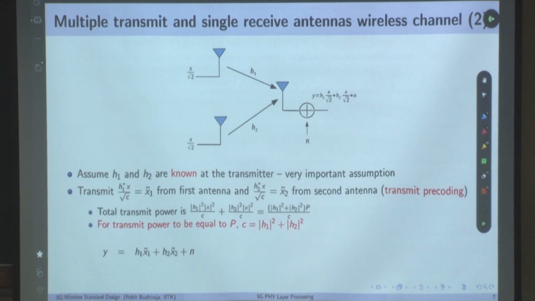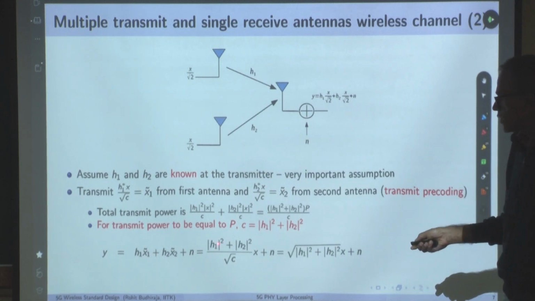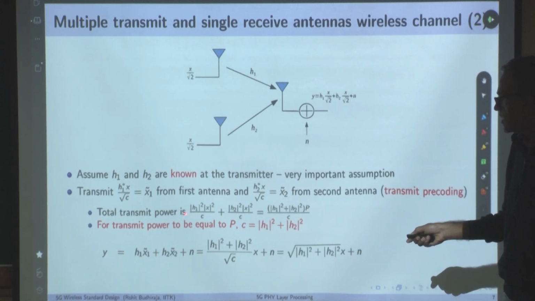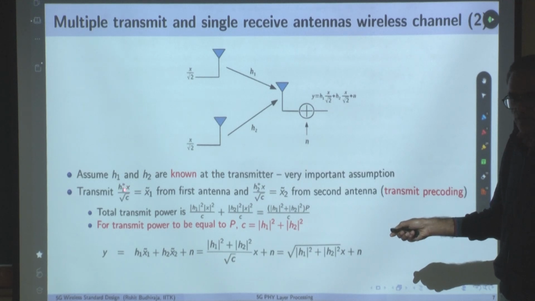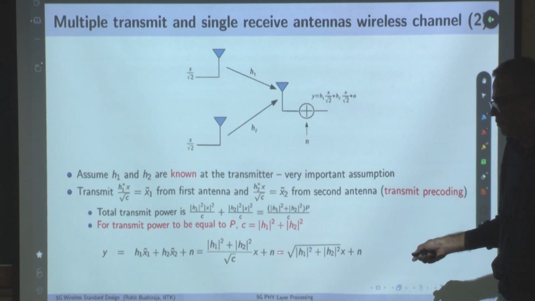So, you have to basically calculate the SNR. What is happening over here? You substitute x1 tilde. What are you going to get? What is x1 tilde? h1 star x by root c. So, what happens? h1 square by root c plus h2 square by root c into x. So, I put them together plus noise.